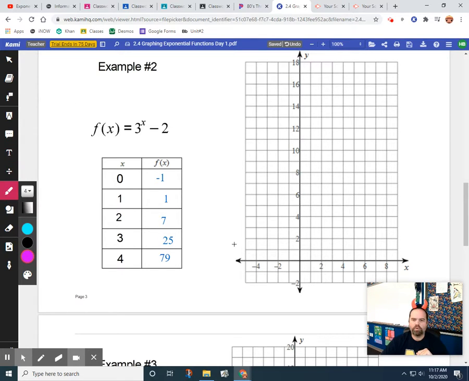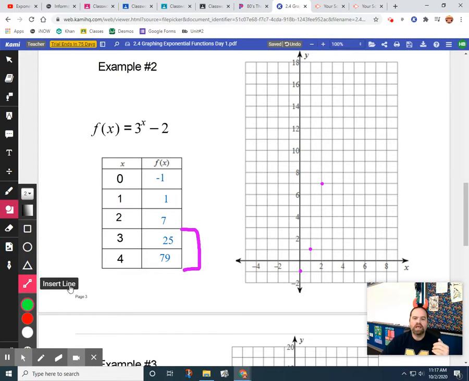So go through and graph your points. I've graphed the 3 points that I can, and if you notice these last 2, because it jumps up to 25 so fast and then it jumps up to 79, I don't have a graph nearly big enough to do that. So like we did with the quadratics, just graph as best you can. If something jumps off the graph, so be it.